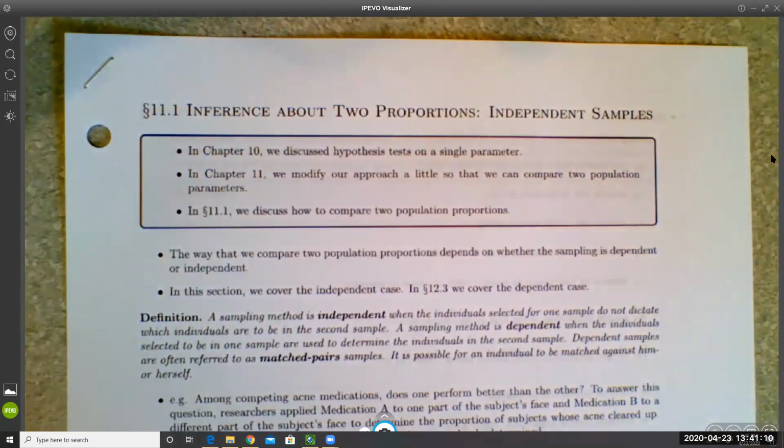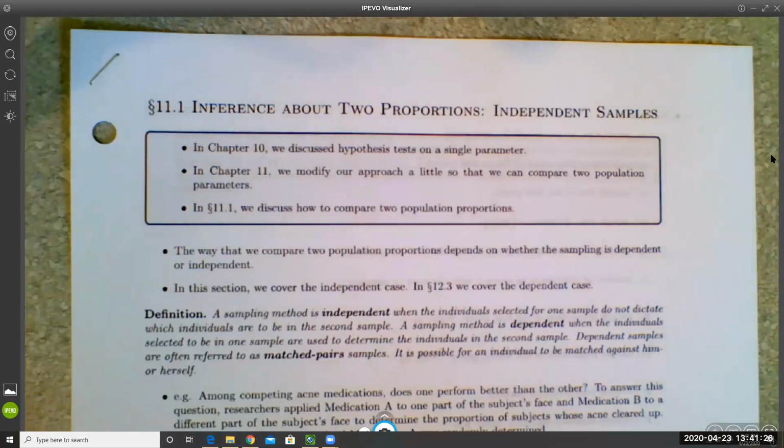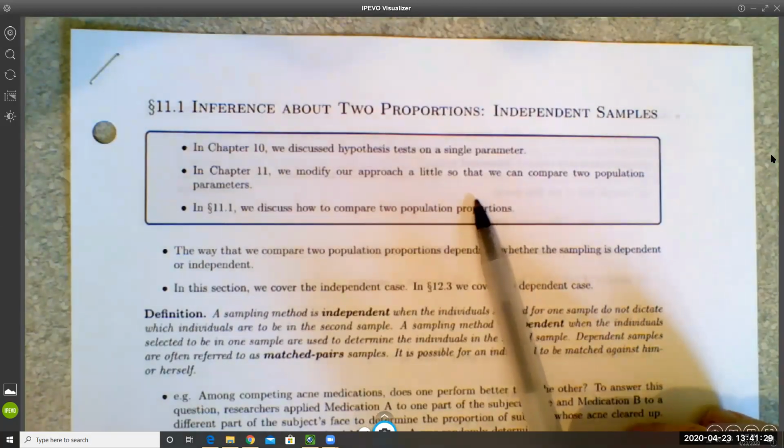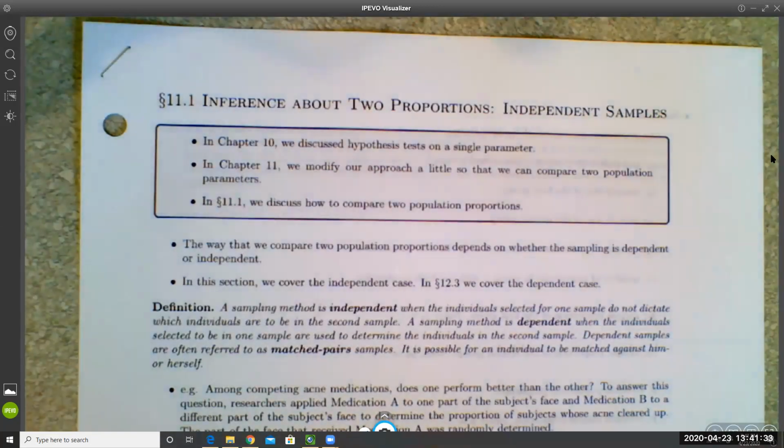11.1. So we're still talking about hypothesis testing. As I've mentioned, this entire unit is about hypothesis testing. The stuff we did in chapter 10 was all hypothesis testing regarding a single parameter. Now we're going to be talking about hypothesis testing that involves two different parameters. So in 11.1 and 12.3, we're going to talk about how to run hypothesis tests on two proportions.